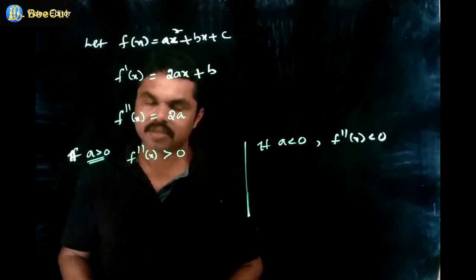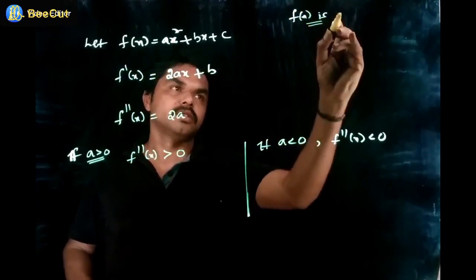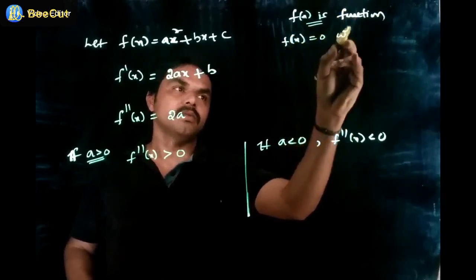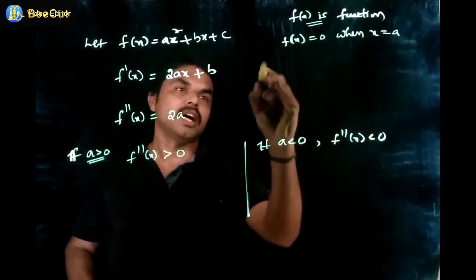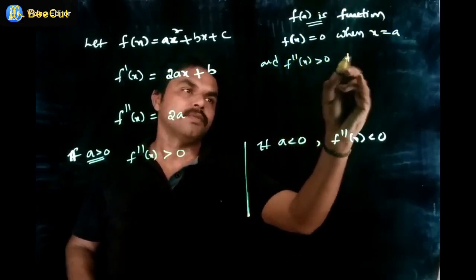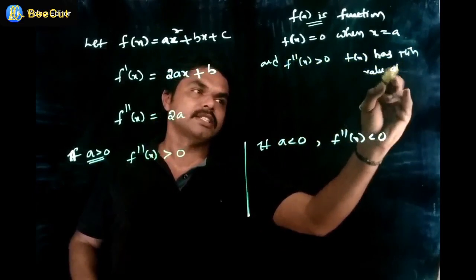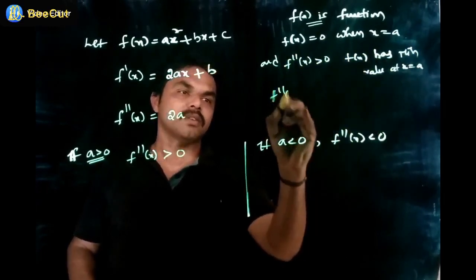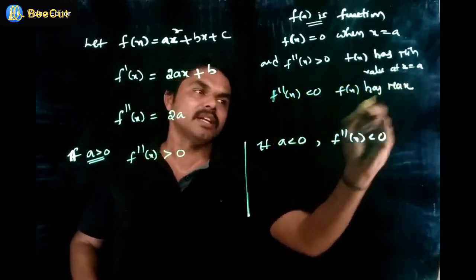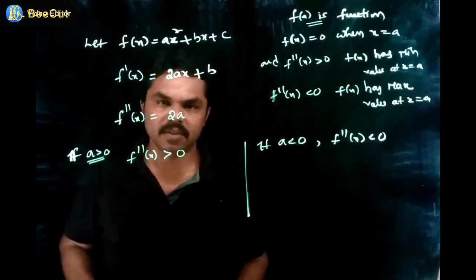Now come to the second derivative test. What is the second derivative test? If f of x is a polynomial function, and f dash of x is equal to 0 when x is equal to a, and f double dash of x is positive, f of x has a minimum value at x is equal to a. If f double dash of x is negative, f of x has a maximum value at x is equal to a. So this is the second derivative test.